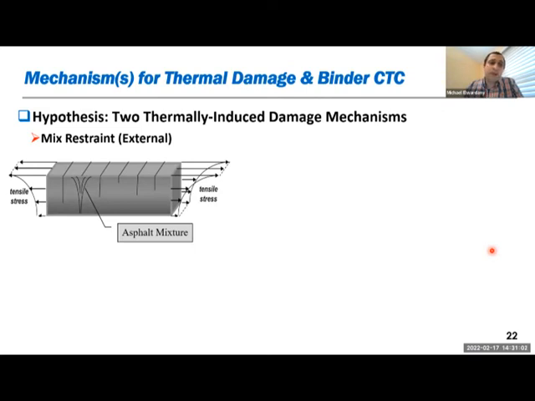So that is important because, as part of our development, we came up with two thermally induced damage mechanisms. One of them is the classical one that we all have in our textbooks. It's the mix restrained, or what we call external. Basically, the pavement is trying to contract at low temperature, and because it's restrained in the longitudinal dimension, you can see that tensile stress will start up, is highest at the surface and then goes down. And you can see, due to the tensile stresses here, the transverse cracking in the pavement will start to form like this.